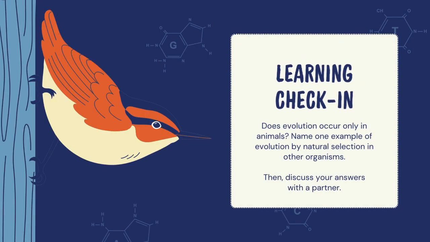Let's do a learning check-in. Does evolution occur only in animals? Name one example of evolution by natural selection in other organisms. Then, discuss your answers with a partner.